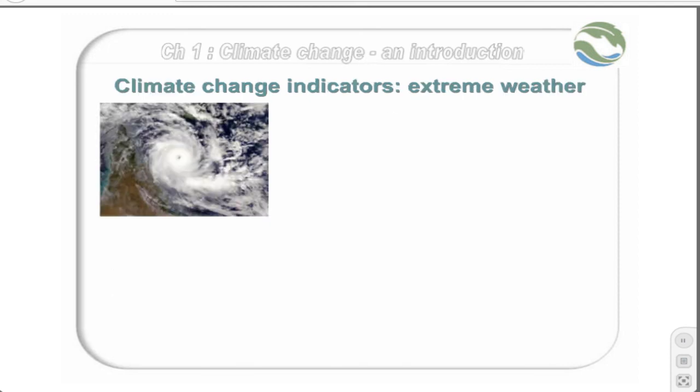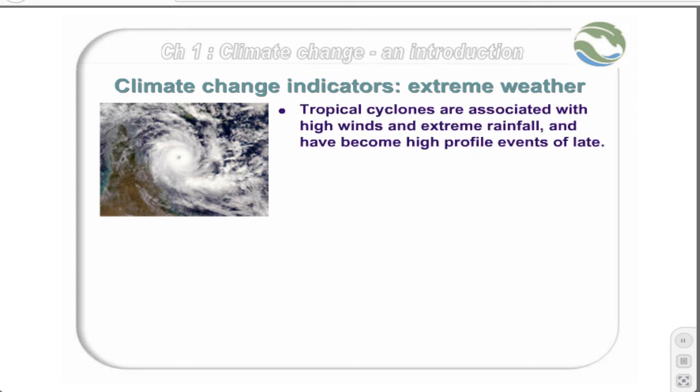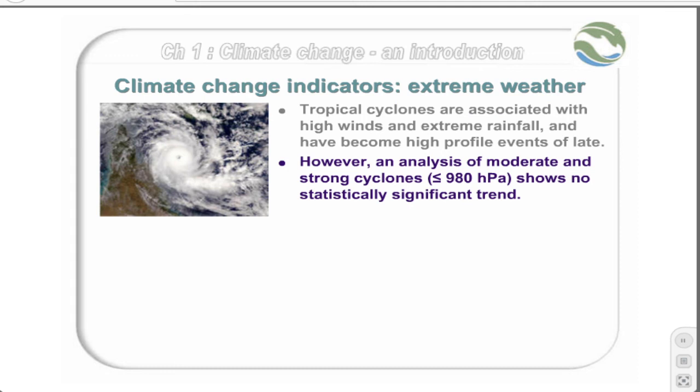Where the climate is changing, you might expect to see more incidences of extreme weather. Tropical cyclones, for instance, are associated with high winds and extreme rainfall, and have become high-profile events of late. However, an analysis of moderate and strong cyclones, those with a pressure of less than 980 hectopascals, shows no statistically significant trend.